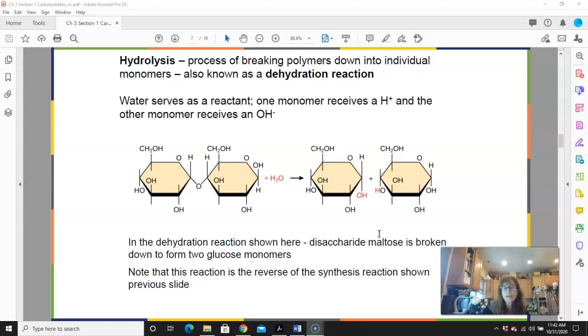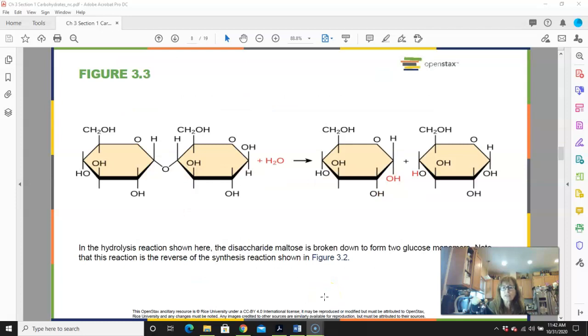Now, it can't happen just spontaneously. So there's something that is going to help this process happen much more quickly than it could. And those things we're going to call enzymes. So we'll see some of that as we move forward. This is basically, again, showing the hydrolysis reaction.